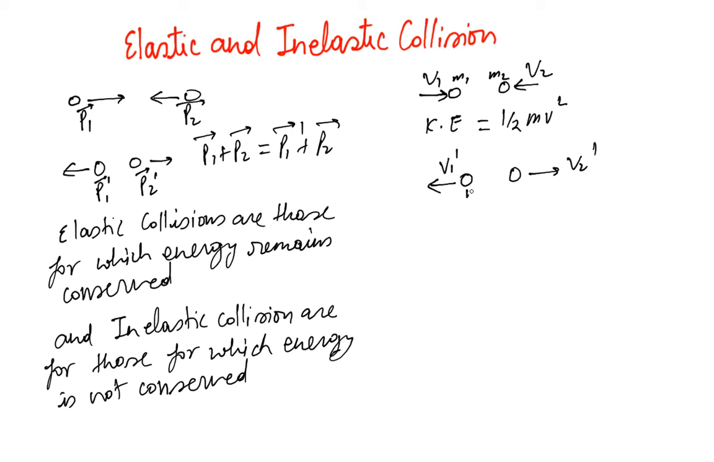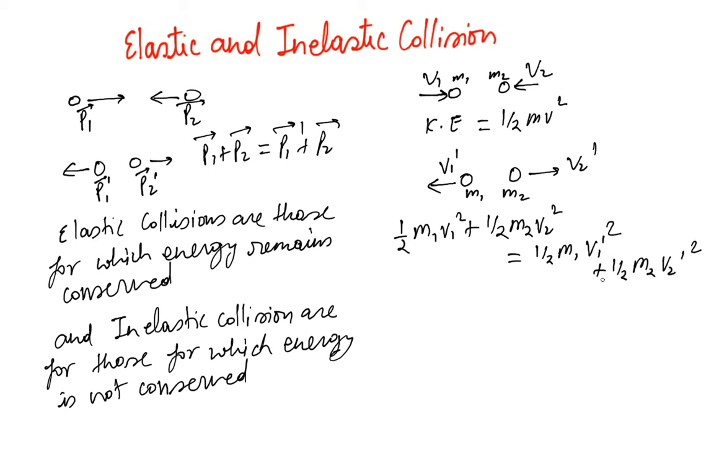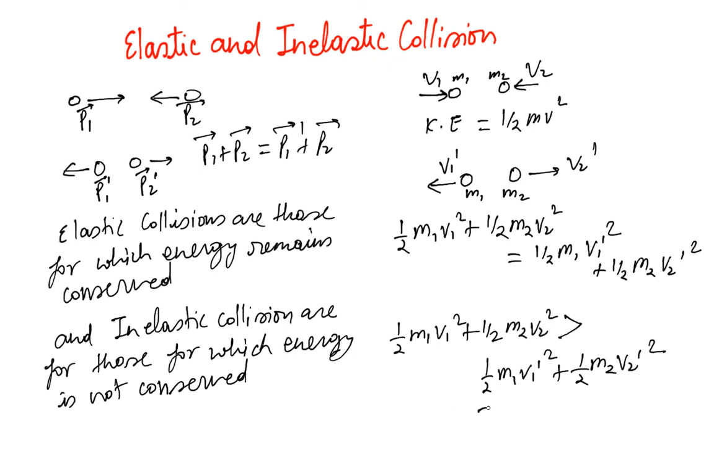So if this is m1, this is m2, and if this holds true, that half m1 v1 squared plus half m2 v2 squared equals half m1 v1 prime squared plus half m2 v2 prime squared, which means energy remains conserved, then this we know is elastic collision. But if half m1 v1 squared plus half m2 v2 squared is greater than half m1 v1 prime squared plus half m2 v2 prime squared, then this is inelastic. By inelastic, we mean we lost energy. Where did we lose it? Well, we lost it in heat and sound, or some place we don't know. Mostly heat and sound. So we lost some energy in the collision. But here we did not lose it. So this is an elastic collision and this is an inelastic collision.